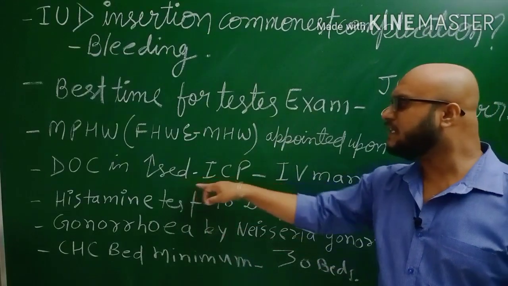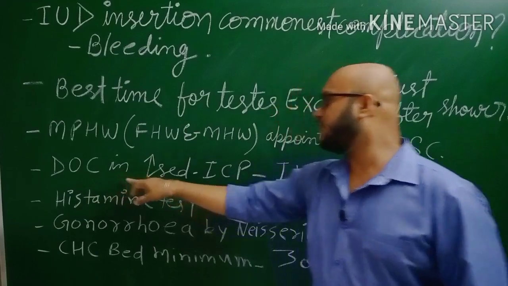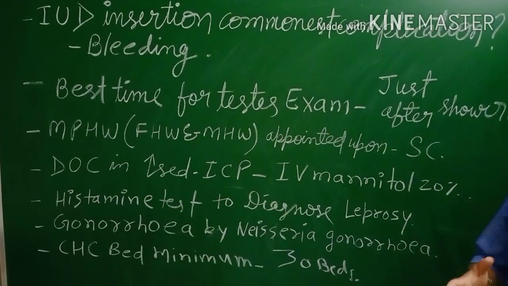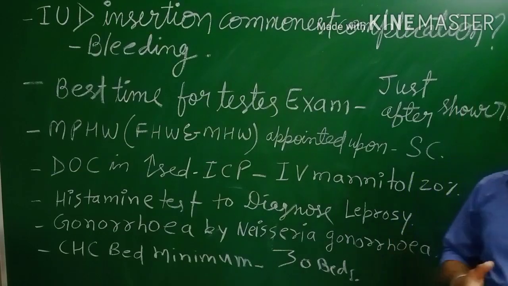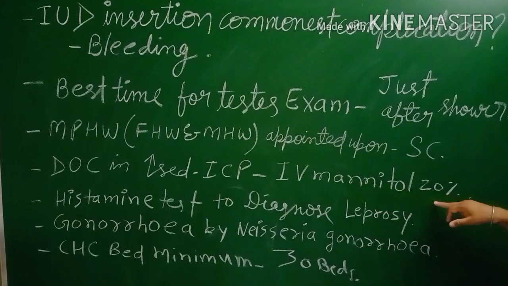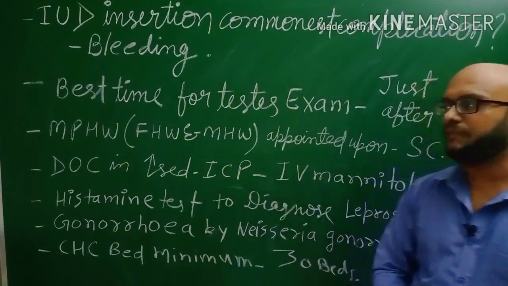In the increased intracranial pressure condition, the drug of choice is IV mannitol 20%. In a person who is suffering with increased intracranial pressure, we administer IV mannitol 20%. It is the drug of choice in case of increased ICP.